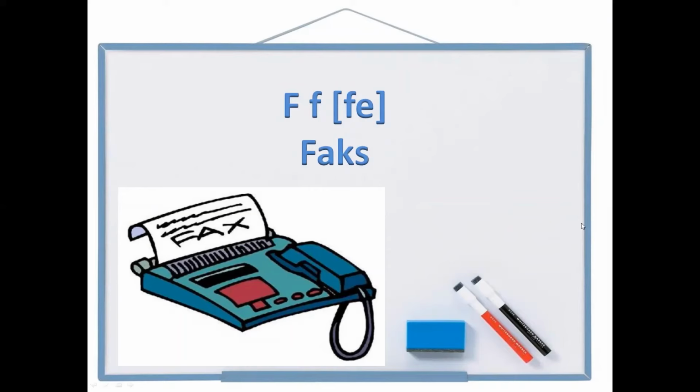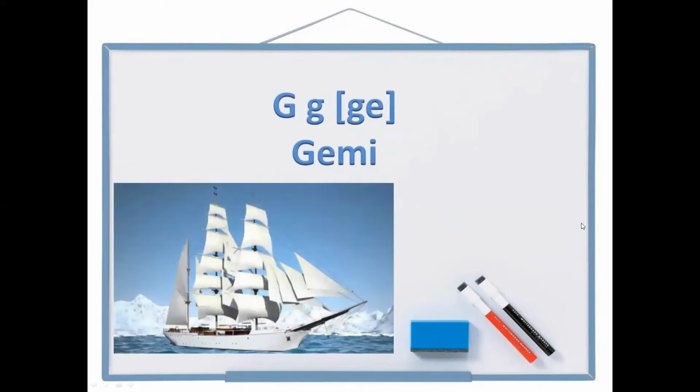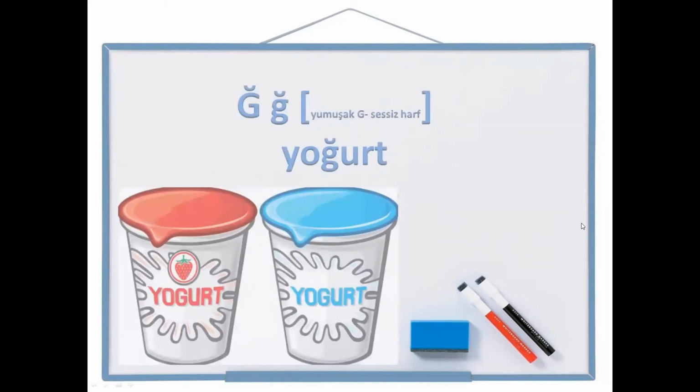And the next one is F. Fax. F. Fax. And the next one is, remember, it's not G, it is G. Gemi. G. Gemi. And the next one is yumuşak G, soft G.